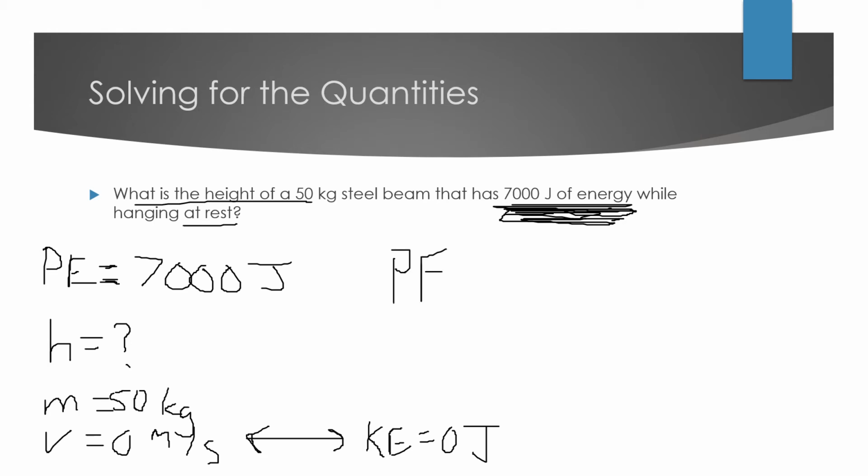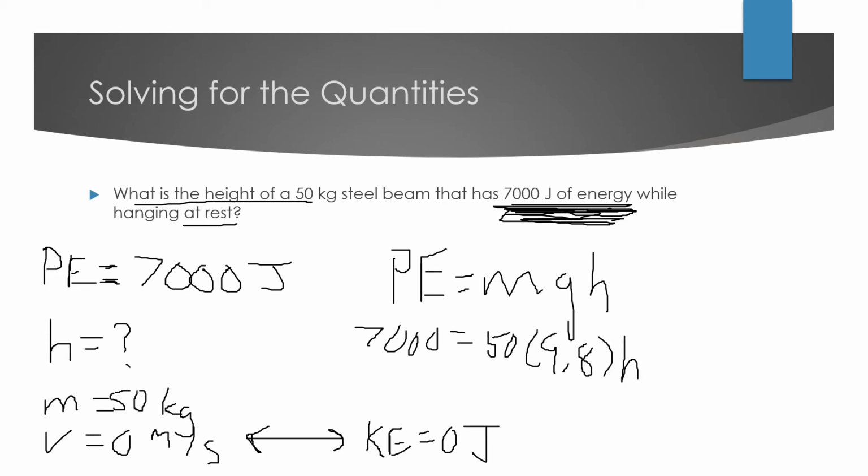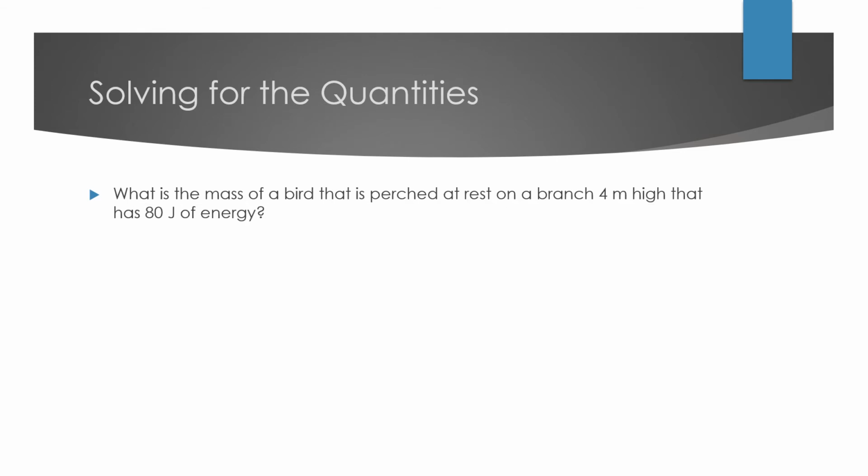So PE equals mgh. We know the 7,000 is PE. We know the mass is 50. 9.8 h. Simple. Simple, simple, simple. So 7,000 divided by 50 divided by 9.8. All right. So when we divide that out, we have 14.3 meters is the height. Simple, easy, basic math.